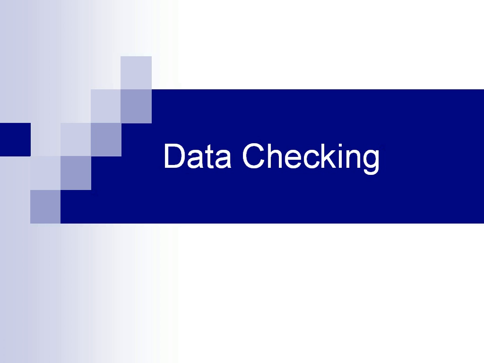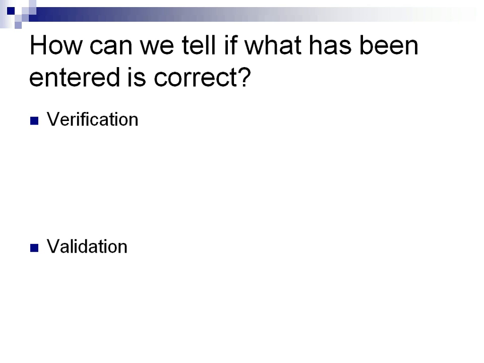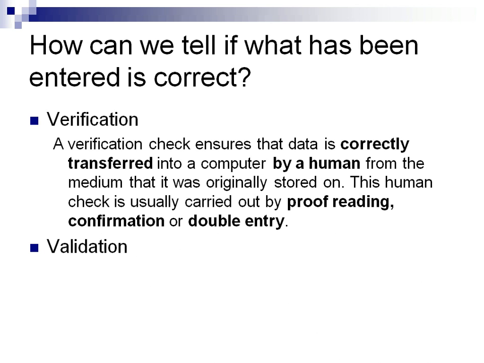So let us begin. Data checking. How can we tell if data has been entered correctly? There's two different processes. There's verification and validation. Verification is done by a human. It's making sure that data is correctly transferred. It's very important that you understand that. You're checking that it's correctly transferred, maybe from a piece of paper onto the computer system, by a human from the medium on which it was originally stored. This human check is usually carried out by either proofreading, confirmation, or double entry. And again, we'll look at these in a wee bit more detail.